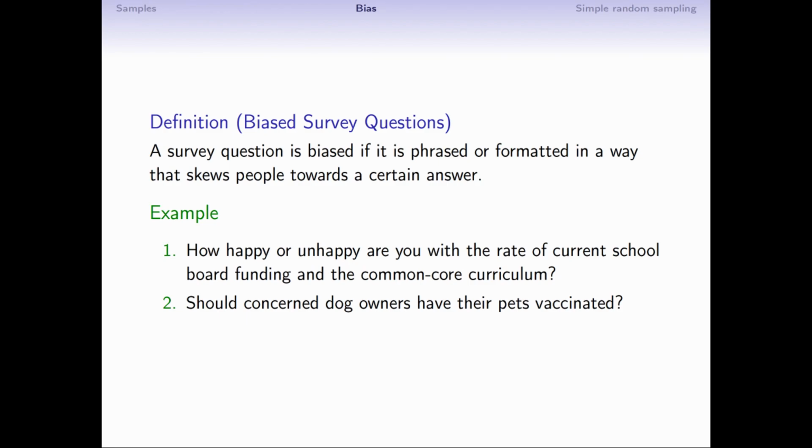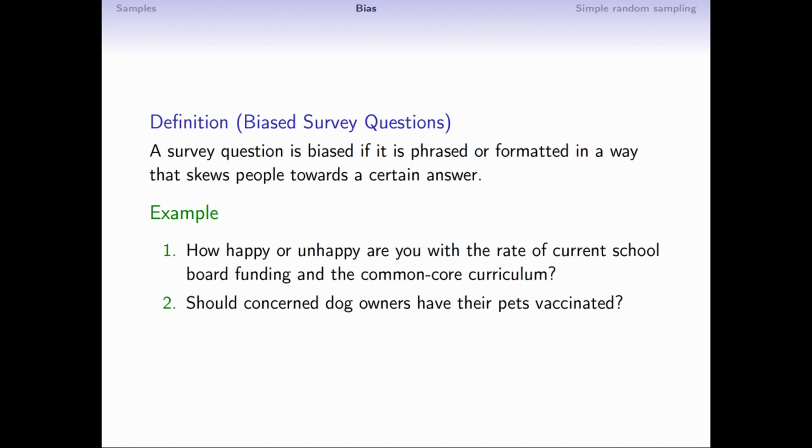So here's an example, right? You could have a question like, how happy or unhappy are you with the rate of current school board funding and the Common Core curriculum? Asking a person to respond to this kind of question, it's going to be difficult to know what to do with that answer, because for one thing, you're forcing them to think about two different things and form a single response. And you're also forcing them to look at a current hot button issue like the Common Core curriculum, and then taking their feelings about the Common Core curriculum and attaching that to questions about school board funding.